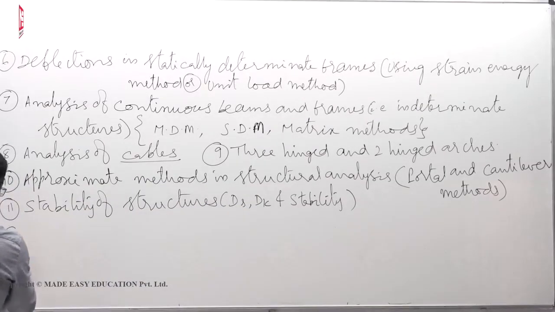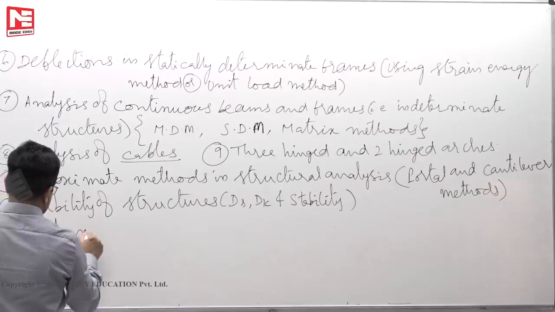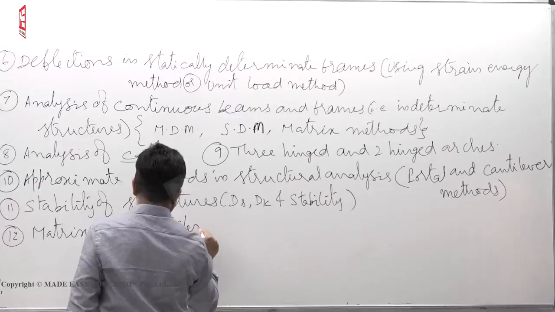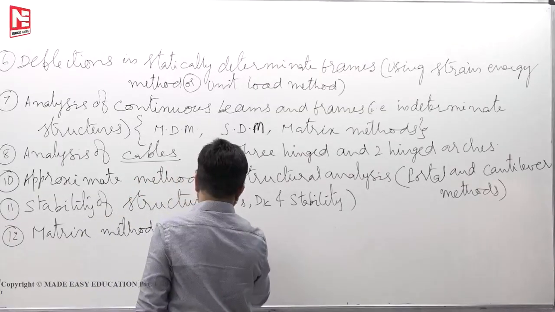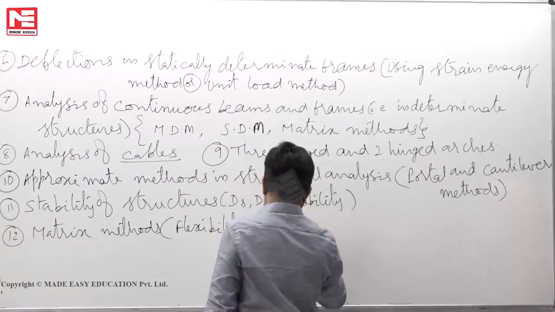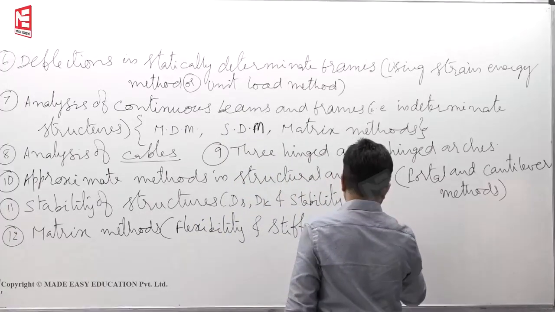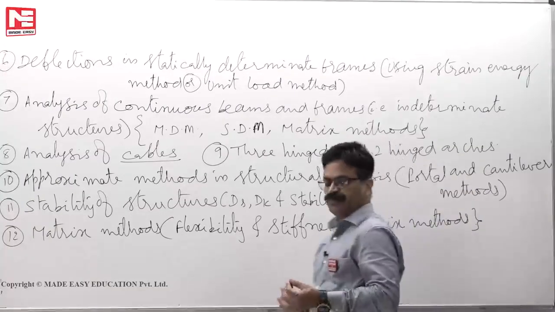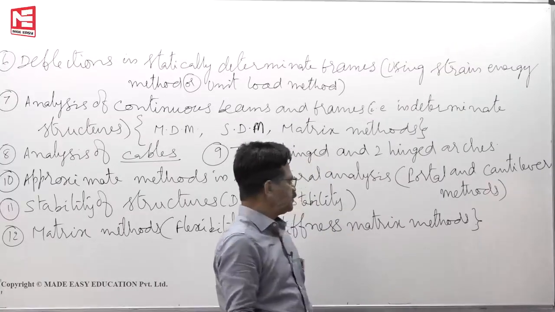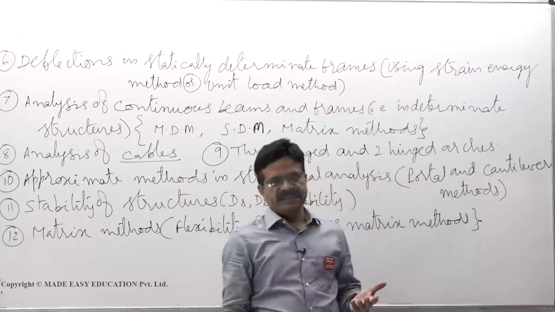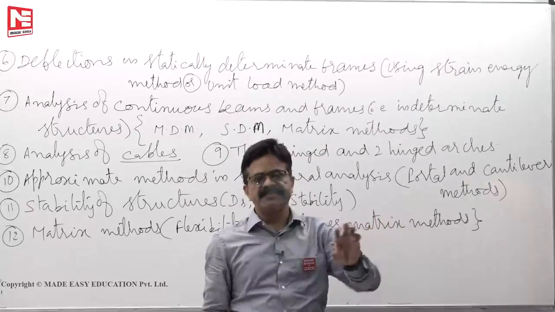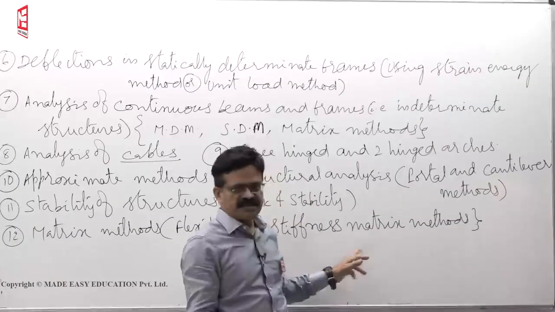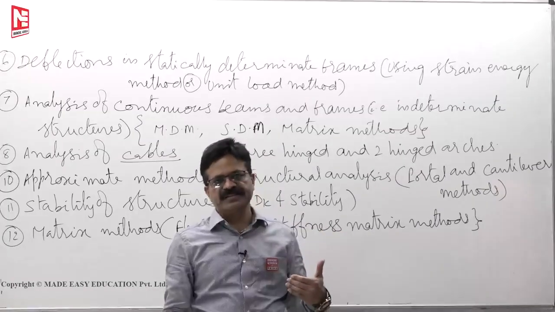Then after this we will take up the matrix methods. Here we will study about the flexibility and stiffness matrix methods. In this flexibility and stiffness matrix methods, most of you have in your engineering, this matrix methods of structural analysis is an optional subject. That means it is an elective subject. But since they have included it in the syllabus, only fundamentals they will ask you.